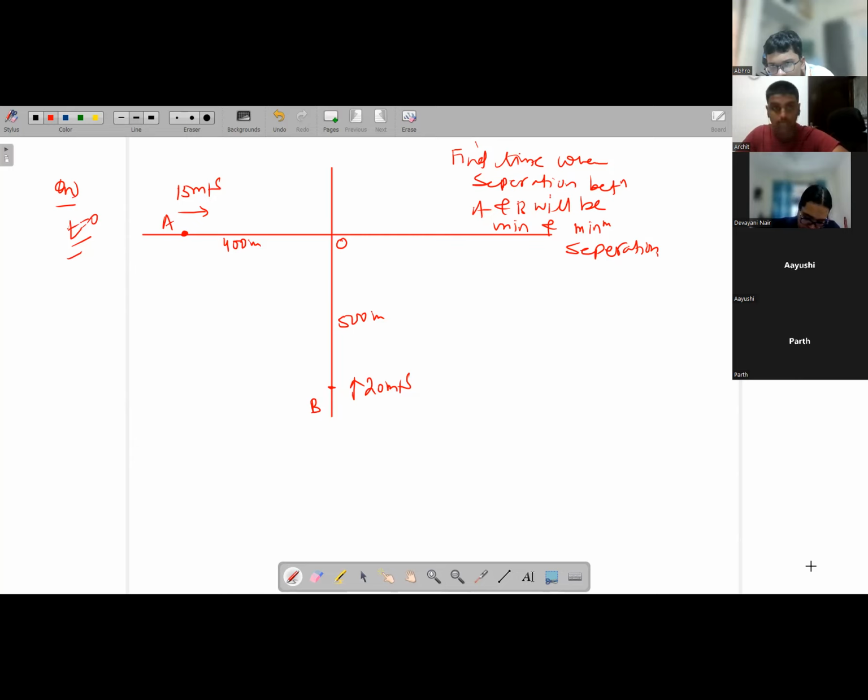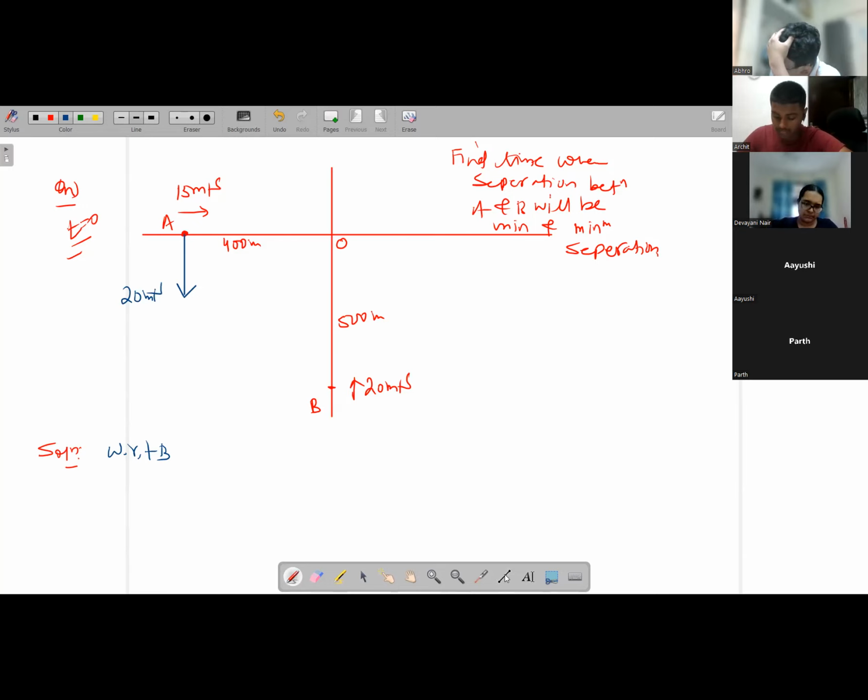See, I'll solve now. Okay, do one thing. What we have to do? We just have to analyze the motion of one object in the frame of other. So let's analyze with respect to B. So B will be at rest. Now if B will be at rest, what you have to do? You just have to reverse the velocity of B and add it to A. So add it. 20 meter per second downward.